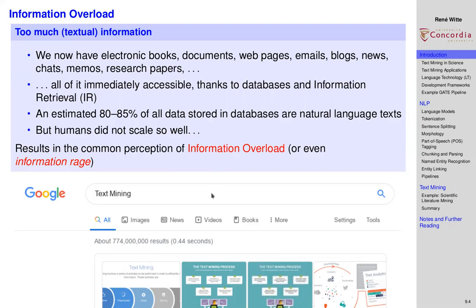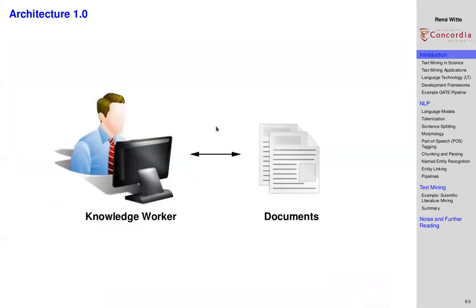So we have databases, information retrieval. This scaled very well. Systems like Google and other search engines, they now index the whole web, but humans haven't really improved. All of this information is accessible, but not really available. So this old approach of a knowledge worker, to use the technical term, who is directly accessing the documents, quickly comes to its limits.